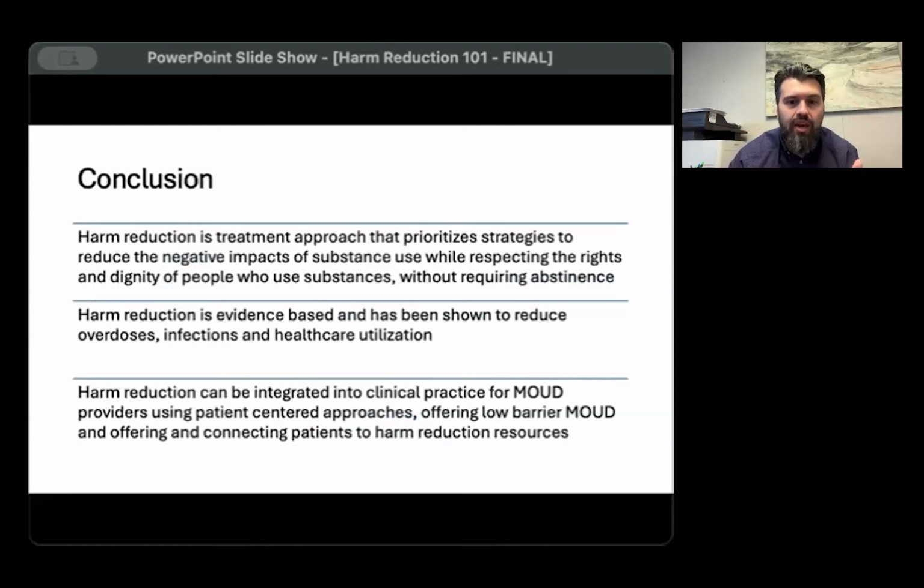So really, in a nutshell, harm reduction helps reduce the negative impact of substance use while respecting the rights and dignity of people who use substances. It's evidence-based, been shown to reduce overdoses, infections, and healthcare utilization. And it can be really practical to implement into your practice. There are some resources here to help you along the way. And of course, we on the ECHO team would love to help you in any capacity that we can when it comes to this.